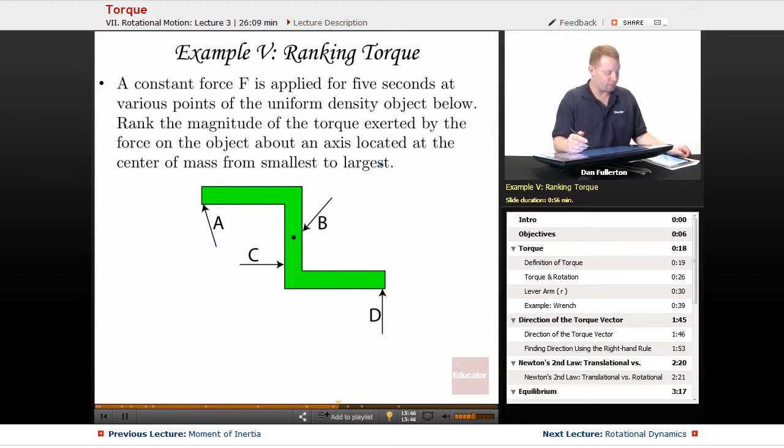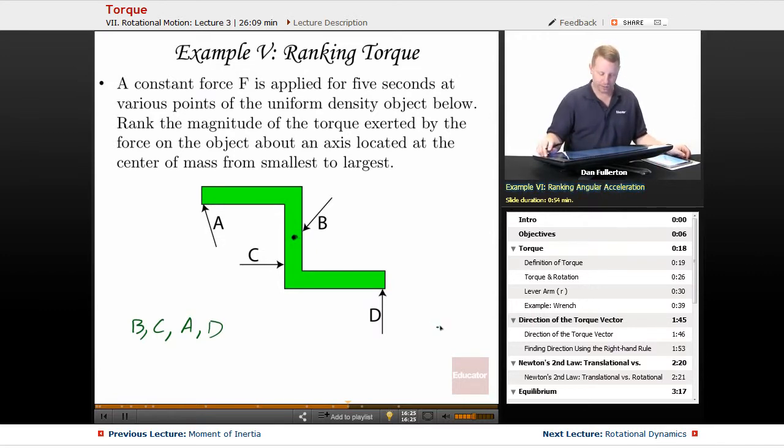Well, we're going to have the greatest torque when we are the furthest away and the most perpendicular. We'll start with the minimum when we're applying that force right toward the center, B. Then we'll go to C. Then we'll go to A because that's at an angle. And finally D, because that one is perpendicular, or closest to perpendicular, compared to the axis of rotation here. So BCAD would give us the ranking of the torques from smallest to largest, assuming we're rotating about that point in the center.